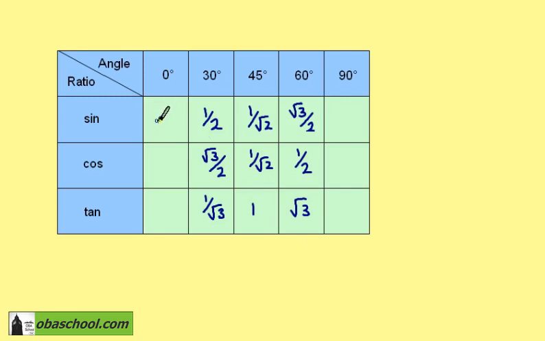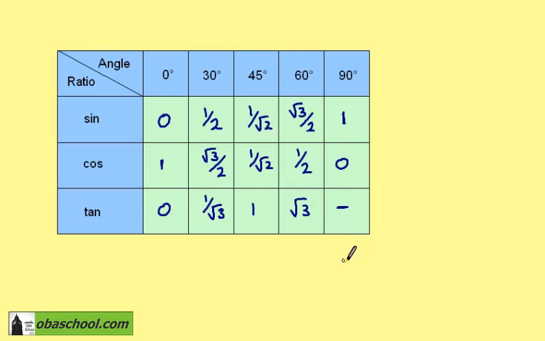We should also know that the sine of 0 degrees is 0, and of 90 degrees is 1. For the cosine this is reversed, the cosine of 0 is 1, and the cosine of 90 is 0. The tangent of 0 is 0, and the tangent of 90 degrees is undefined.